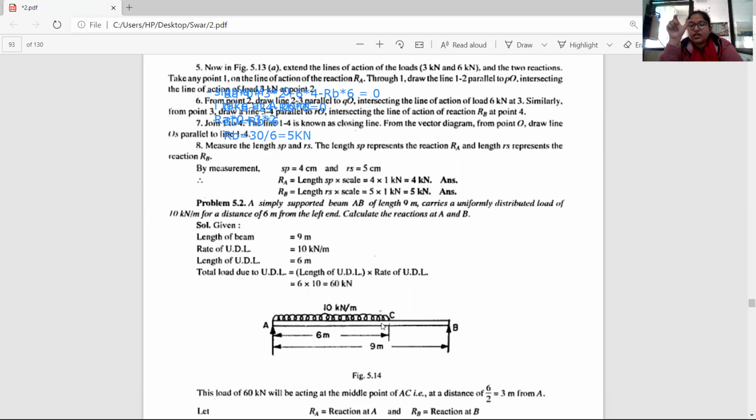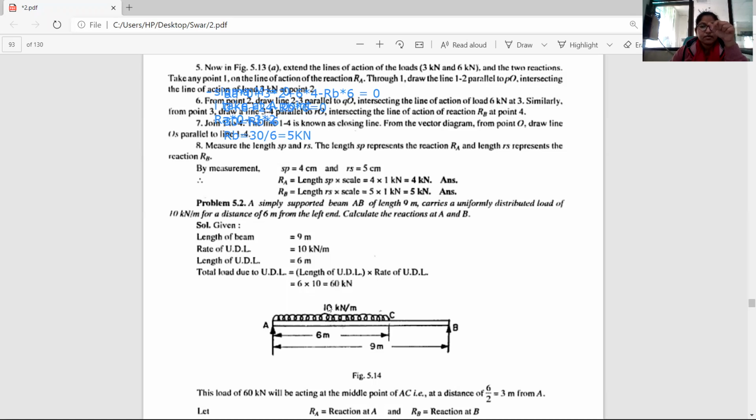It lies at half of the length of the applied UDL. What does that mean? If the length is 6 meter and the intensity is 10 kilonewton per meter, then to convert it into a point load I multiply 10 by 6, and my value is 60 kilonewton, which is the point load. Now where is this point load applied on the structure? It will apply at half of the UDL length.